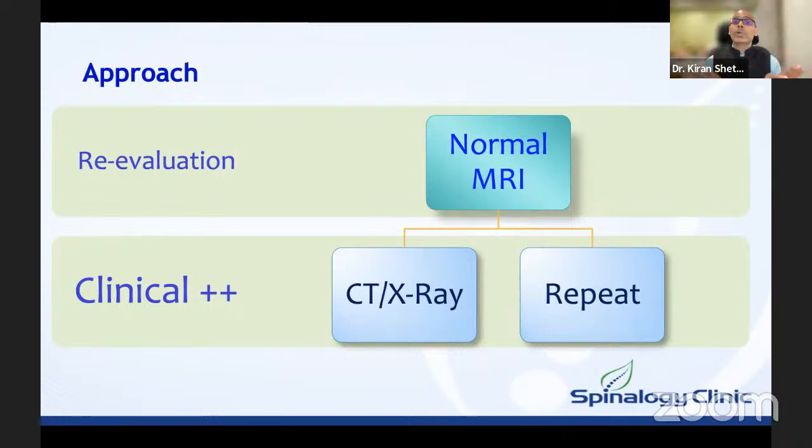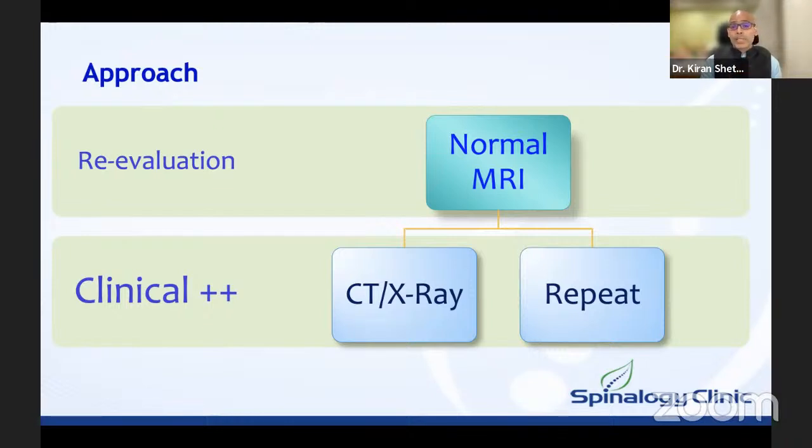Now, you reevaluate the patient, revisit the clinical examination, maybe the history also. If you clinically find that the patient has some structural pathology or anatomical abnormality which needs to be seen on imaging, then you might have to go for another form of imaging, which can be either CT scan or X-ray. There are many conditions which are seen on CT and X-ray and not seen on MRI. I think we can have another lecture for that.